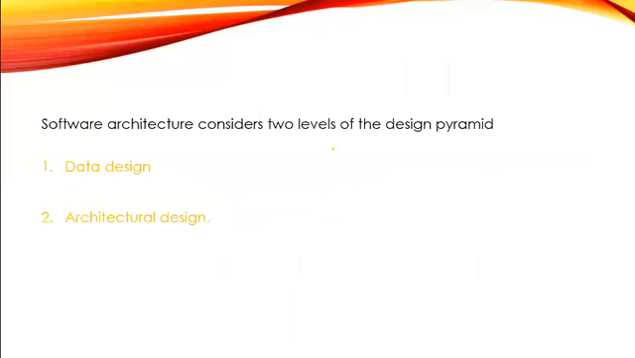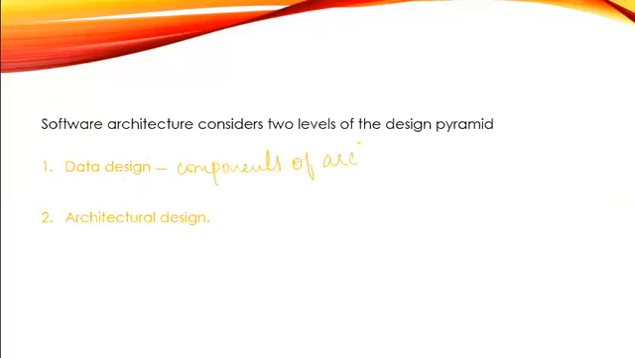Then the software architecture consists of two levels of design parameter. That is, the two types of design representations: the data design and the architectural design. Now, what does each of these mean? The first one is the data design. This data design is going to enable you to represent the different components of architecture. What are the different components within an architecture? You will get to know that.